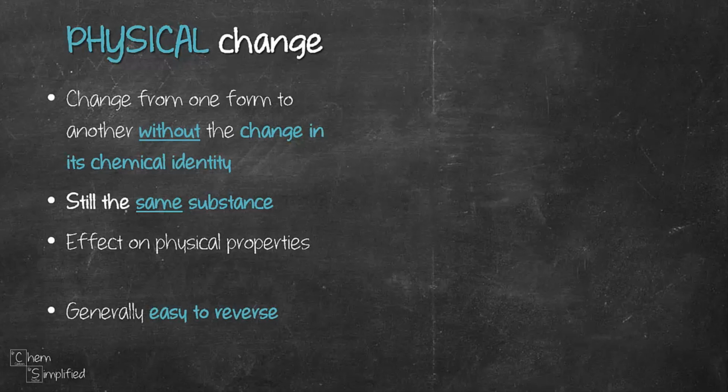So let me use an example to illustrate physical change. Melting of ice. Before melting, it's solid H2O. After melting, it's liquid H2O. In terms of its physical properties, it has changed from solid state to liquid state. But in terms of its chemical identity, or the chemical property, there was no change. It was H2O before melting, it's still H2O after melting. So there's no change in its chemical identity, meaning it's still the same substance. The only change that we notice is the effect on its physical properties, changing from solid state to liquid state.